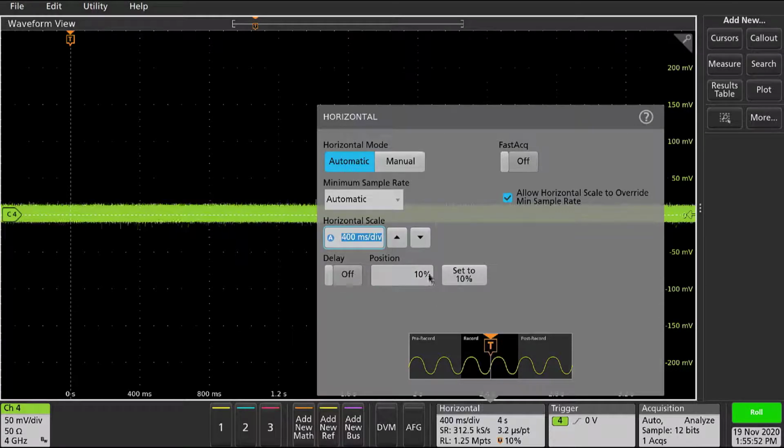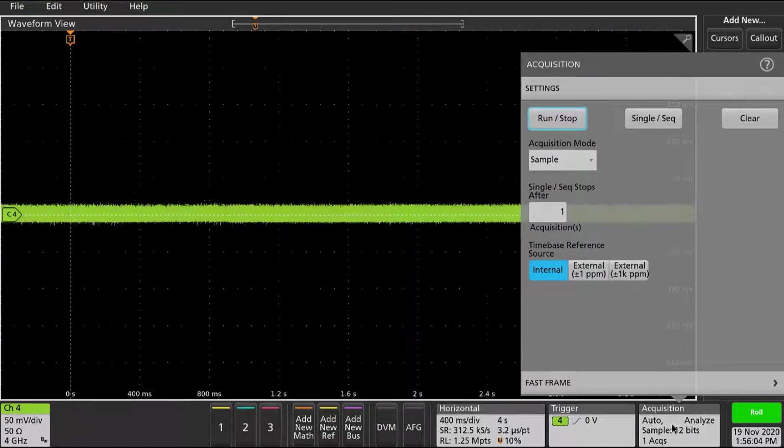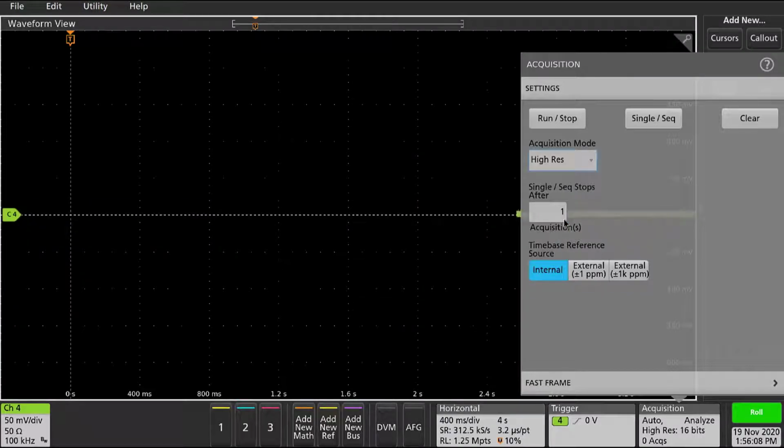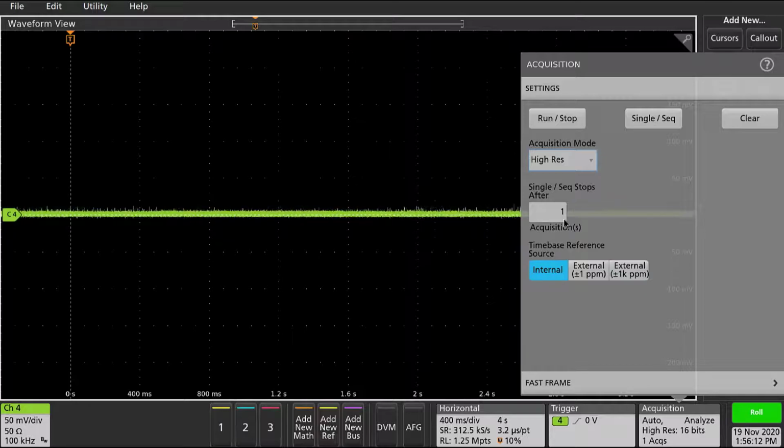I'm also going to set the trigger position to 10% in this case to more adequately push the transitions onto the screen. I'm also going to set the acquisition mode to high res. What that will do is set the ADC to acquire 16 bits of vertical resolution. So you can see some of the noise is immediately averaged out using our high resolution mode.